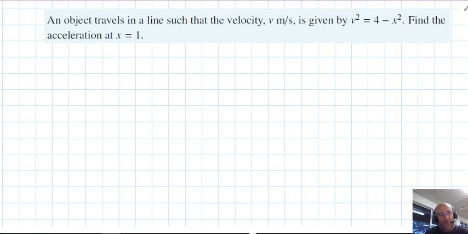So an object travels in a line such that the velocity in meters per second, which we'll call v, is given by v squared equals 4 minus x squared. Find the acceleration at x equals 1, assuming meters there, because the velocity is given in meters per second.